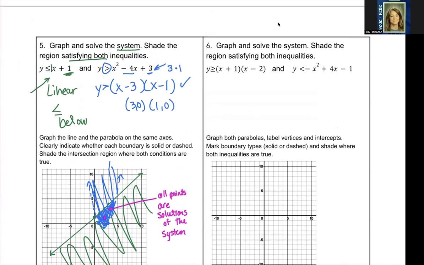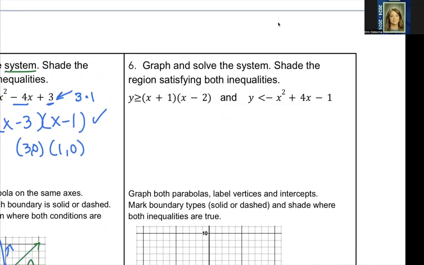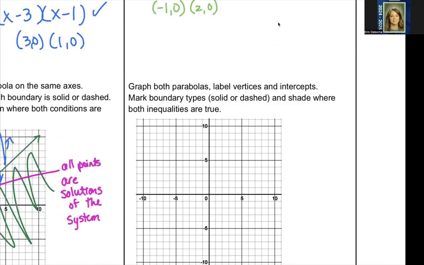Okay, last one, number 6. This time we're graphing 2 parabolas. This one's in intercept form, so we can see that our x-intercepts would be (-1, 0), (2, 0). Gonna go plot those first.